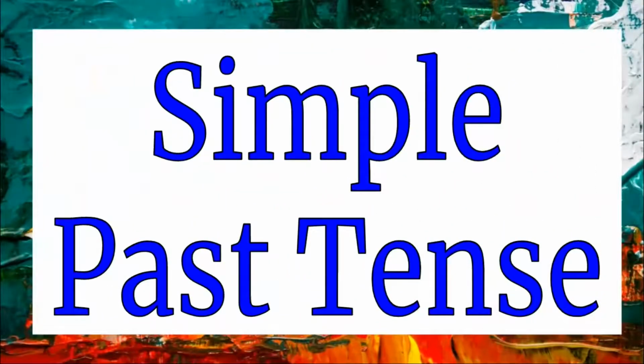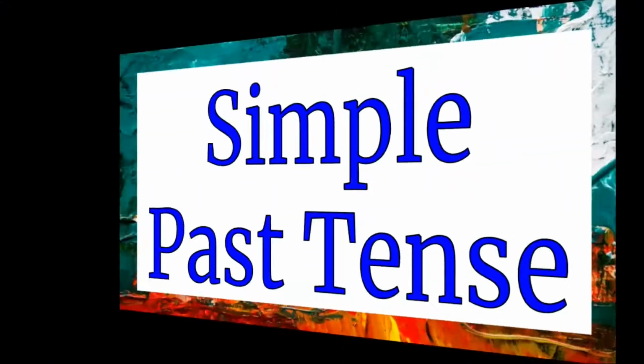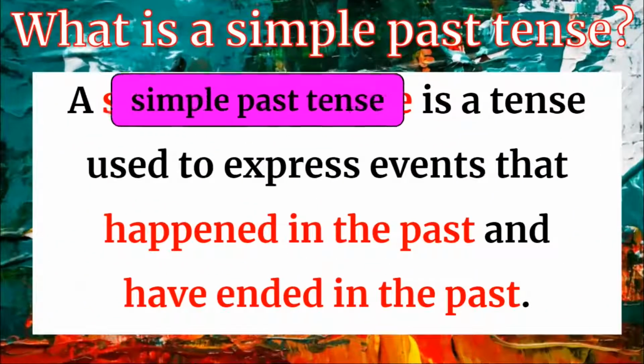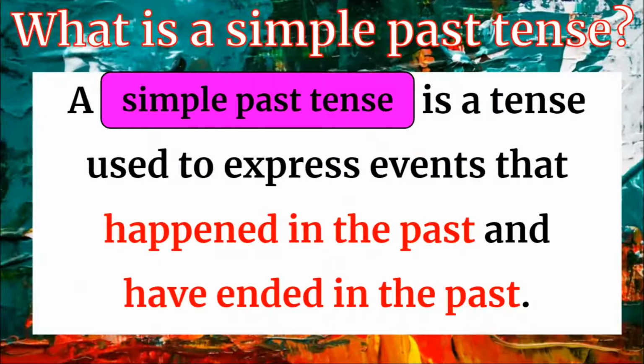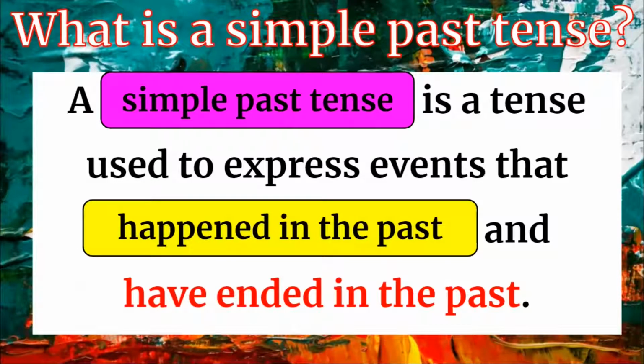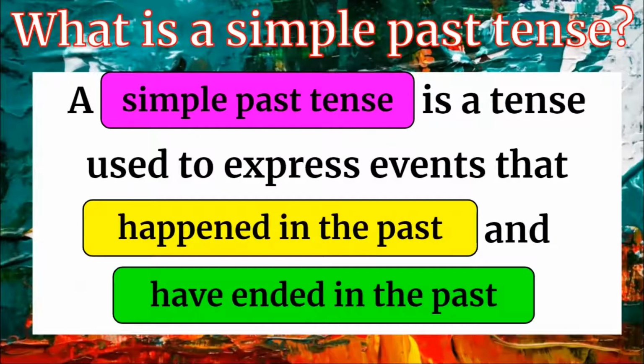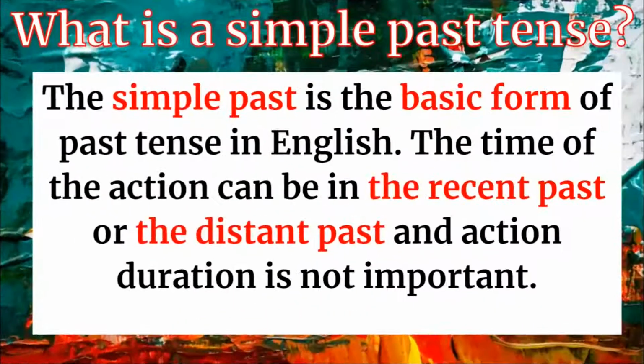Simple past tense. A simple past tense is a tense used to express events that happened in the past and have ended in the past. The simple past is the basic form of past tense in English. The time of the action can be in the recent past or the distant past, and action duration is not important.